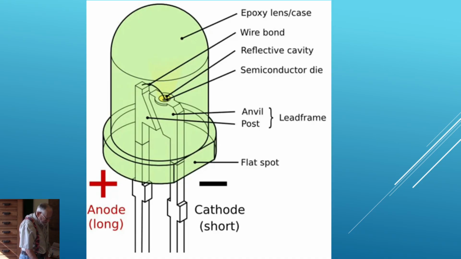Just for your edification, we have the two leads. The cathode lead is also called the anvil, and the anode lead, which is the longer lead, is called the post. People have wrongly conceived that the lasing takes place in the gap between these two. No, it doesn't. You can see that there's a wire connection in here. So that's the internals of a typical LED.